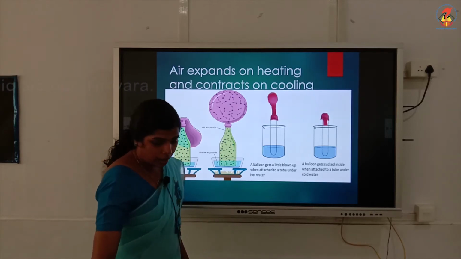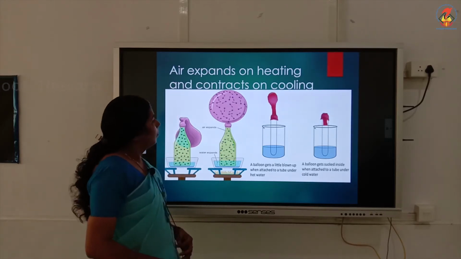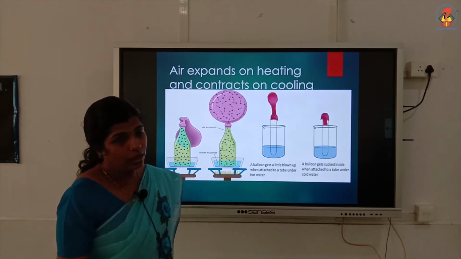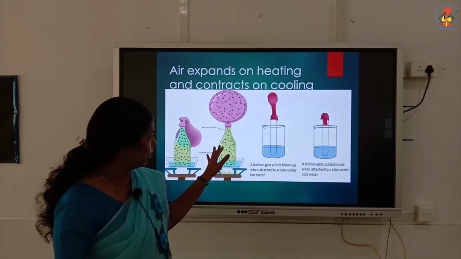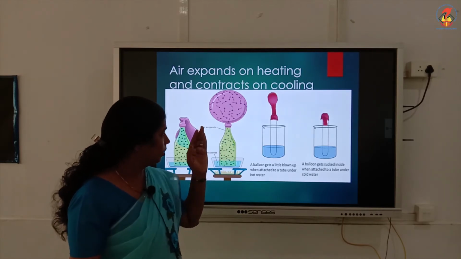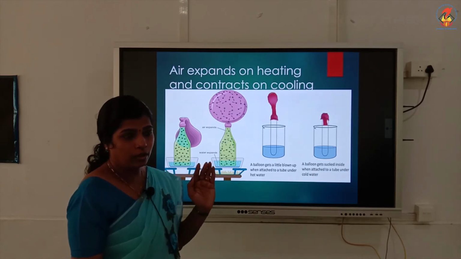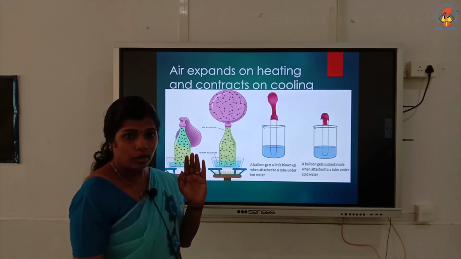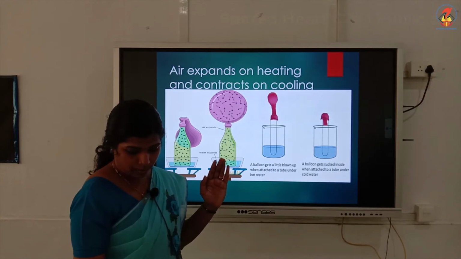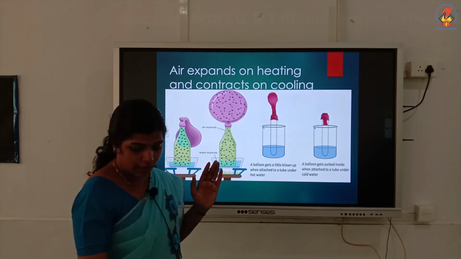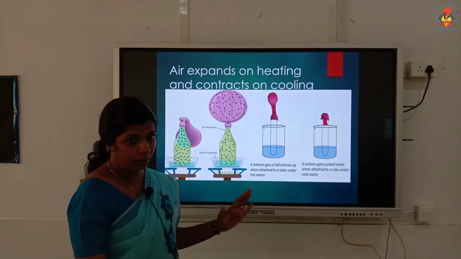Okay. That means that air expands on heating. Now, you need to keep this bottle for some time so that the temperature of the bottle will be equal to the room temperature. Okay. Take out the bottle, cool it for some time to the room temperature.